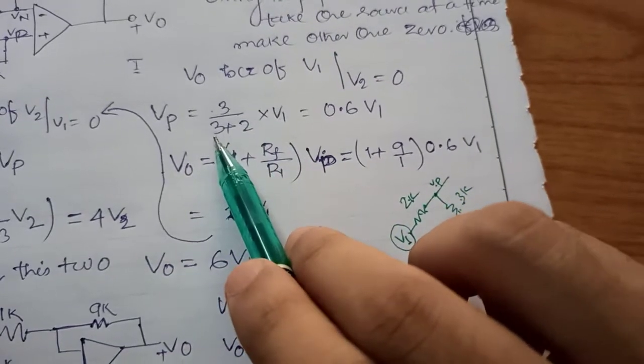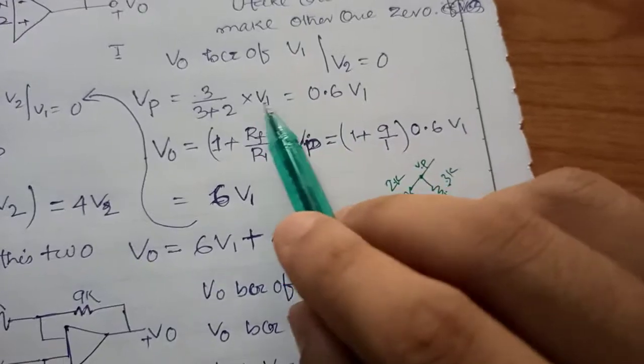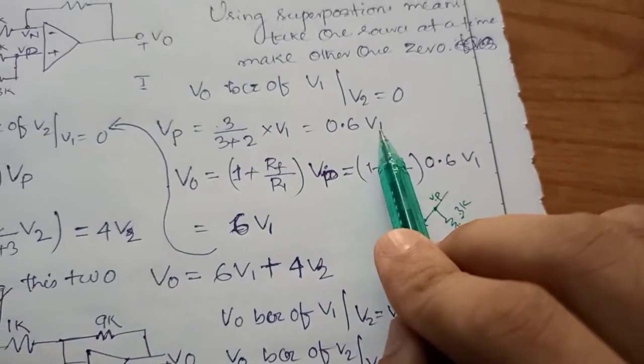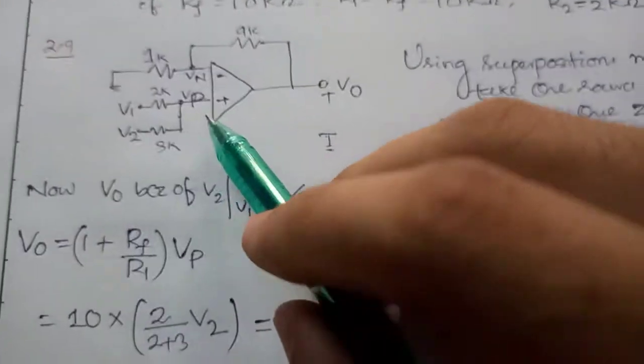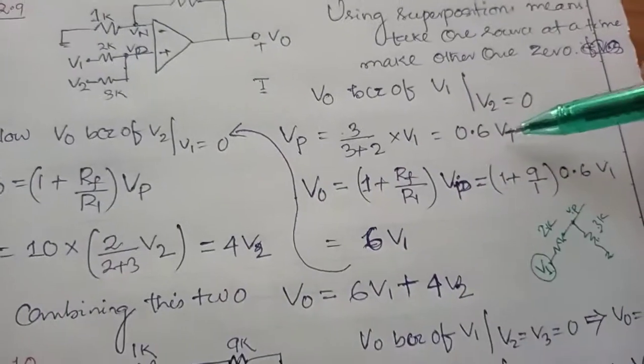V1 into 3 kilo ohm upon 3 plus 2 kilo ohm. Since kilo ohm all are there, I have cancelled this kilo ohm. So what I will get, my Vp is nothing but 0.6 V1, that is because of V1. And now because of virtual short, Vp equal to Vn, so this voltage is also 0.6 V1.